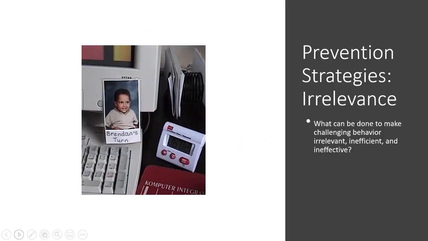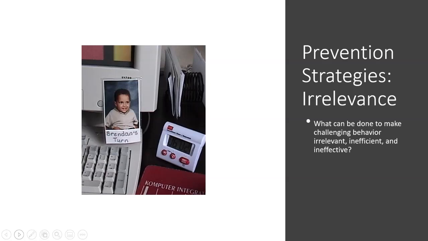One idea is preventing the behavior by making it irrelevant. So what can be done to make challenging behavior inefficient, ineffective, and irrelevant? We need to remember that the challenging behavior has been working for the child. They're trying to communicate something. So can we think of a strategy that fulfills their need without having them exhibit the challenging behavior?